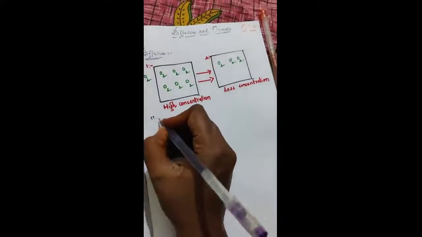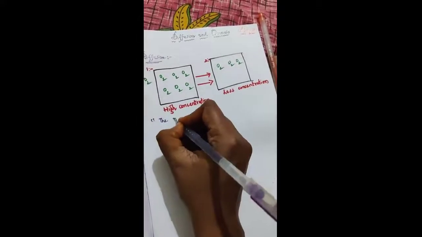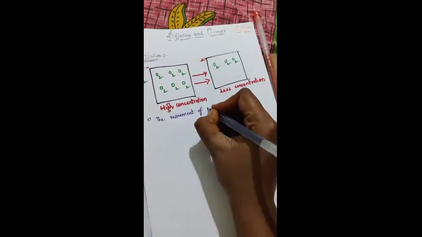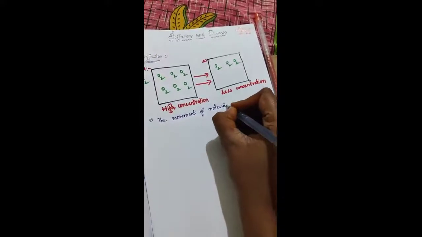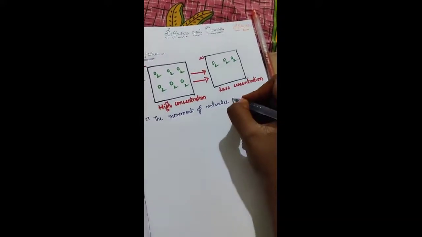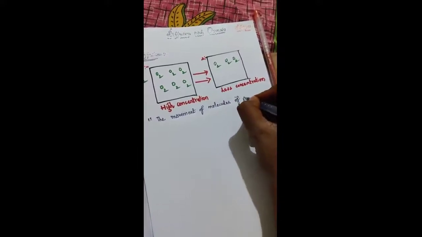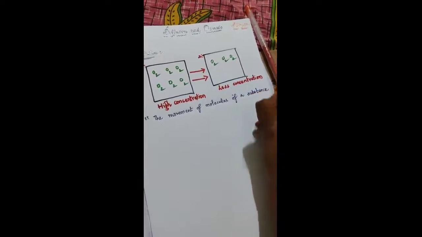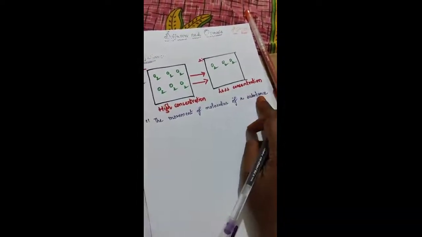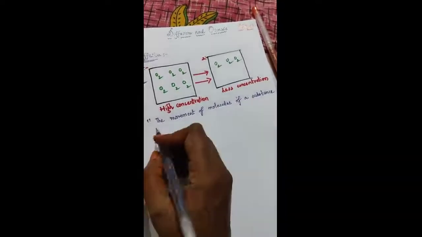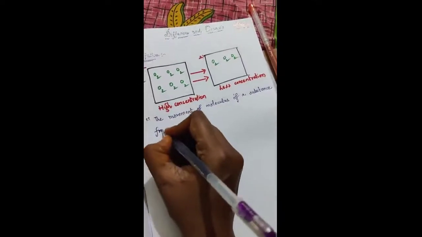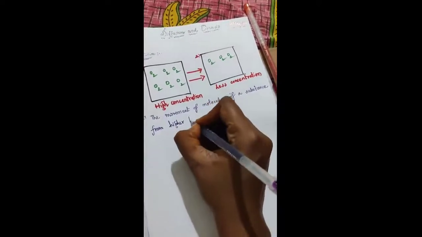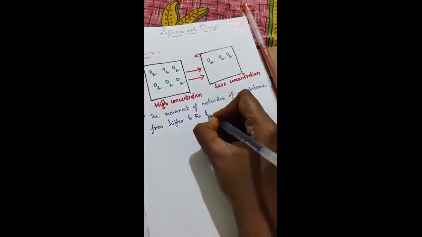Say with me. The movement of molecules of a substance. You can write it down as of a substance also, because molecules are present in a substance, right? So the movement of molecules of a substance from which region to which region? Higher region to the lower region.